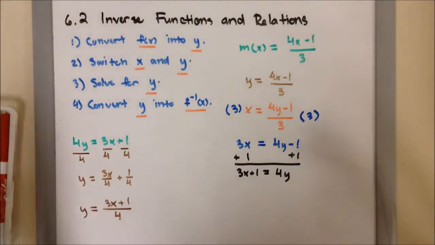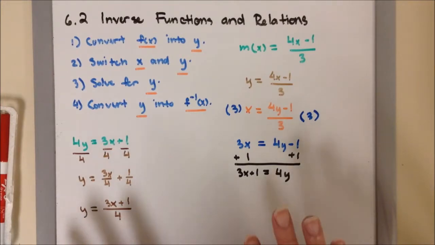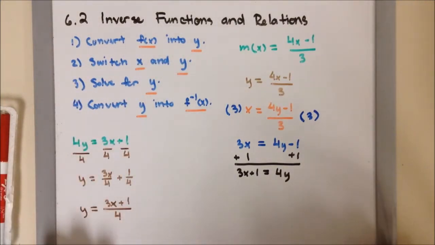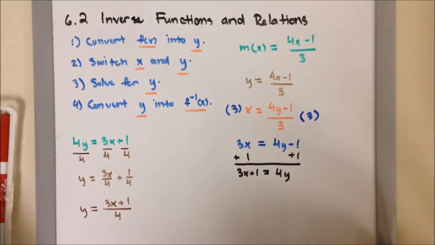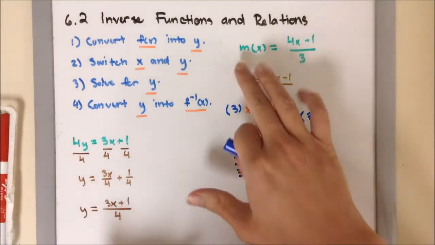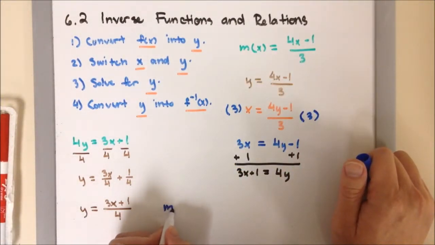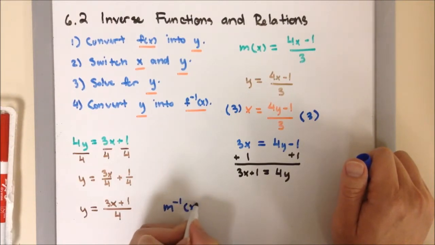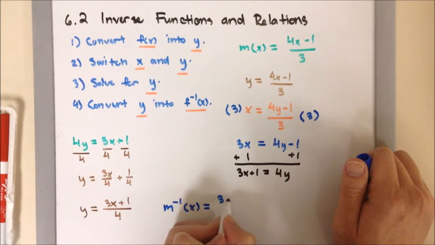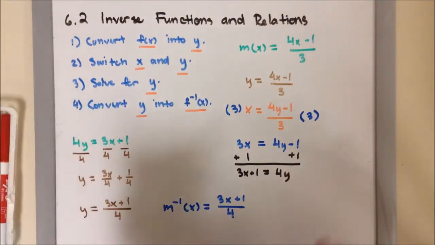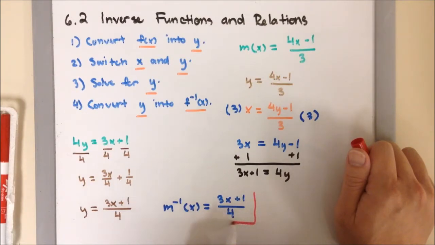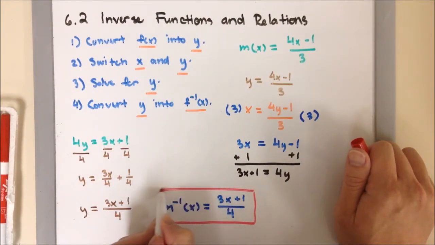Now, once you see that there's nothing you can simplify with a fraction, you're pretty much done with step 3, getting y by itself. Step 4, convert y into f to negative 1 of x. So in this case, since we started with m of x, we're going to have m to negative 1 of x equal 3x plus 1 over 4. And this is the inverse function after being solved algebraically. So here's our final answer.